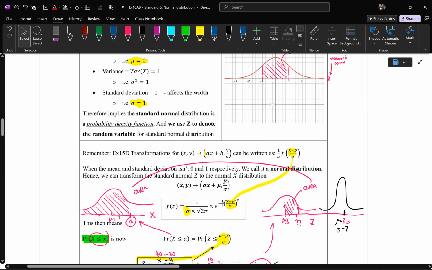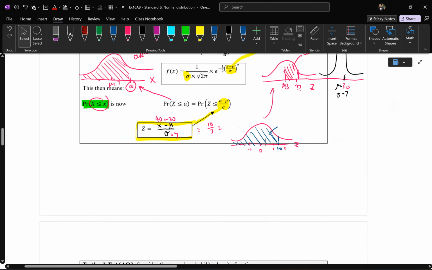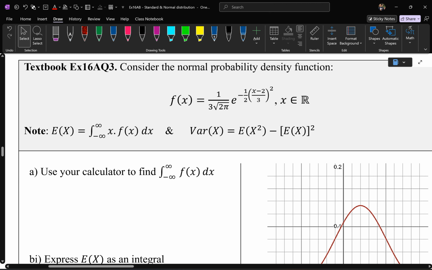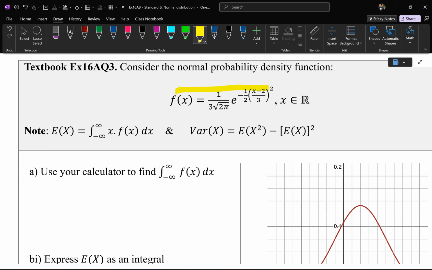So that's the theory. That's the theory. So let's flip to example 1. This is 16A, question 3. Let's have a look. So they give you the function. This is getting you to get used to this idea.